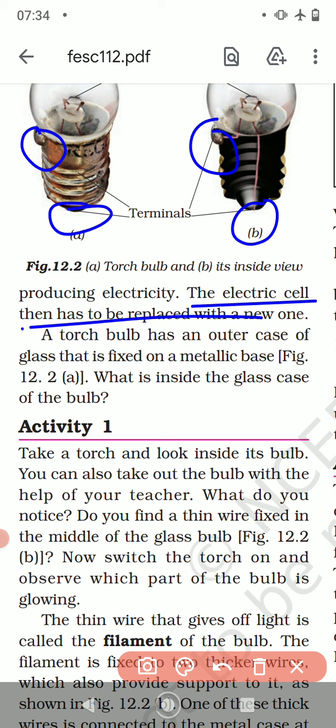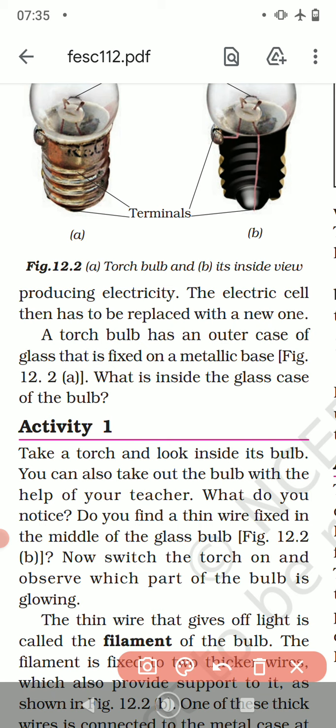Okay, so like this, the bulb has two terminals here. A torch bulb has two terminals on the side and one at the end. A torch bulb has an outer case of glass that we know. Yeah, this is glass. That is fixed on a metallic base, and this is a metallic base. What is inside the glass case of the bulb? You can see the filament is there, right?